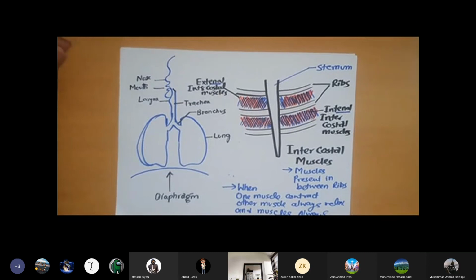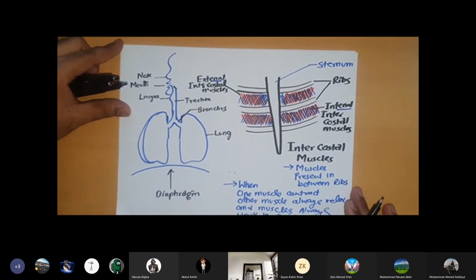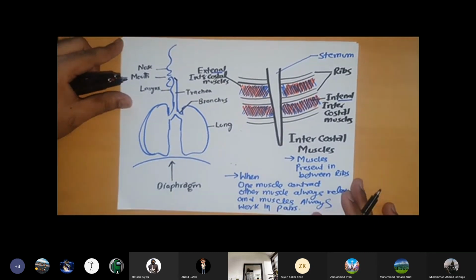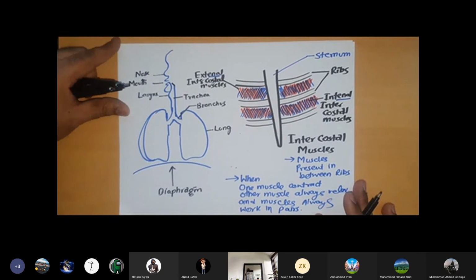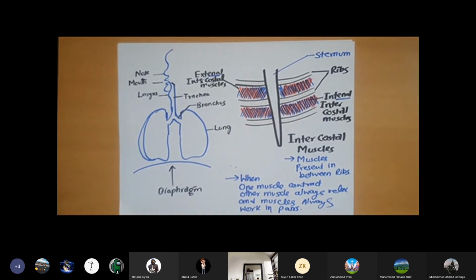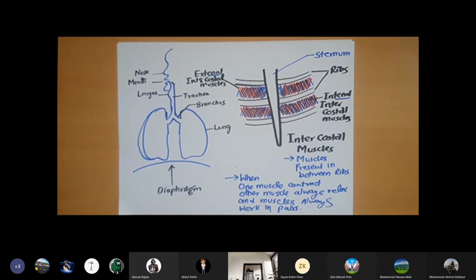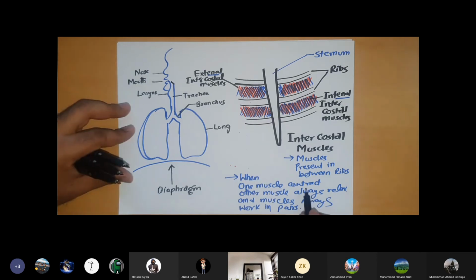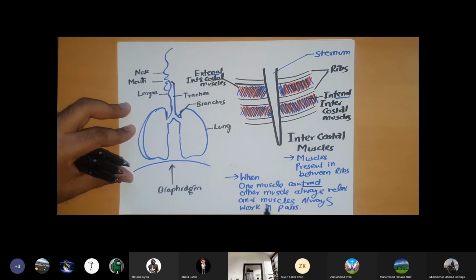A very simple example of a pair of muscles which work together is your bicep and tricep. Remember one thing, whenever your bicep muscle contracts, at that time your tricep muscle is relaxing. And when your tricep muscle is contracting, at that time your bicep muscle is relaxing. So when the tricep contracts, bicep relaxes, and when bicep contracts, tricep relaxes. It means they are always working together. When one muscle is contracting, the other is always relaxing.